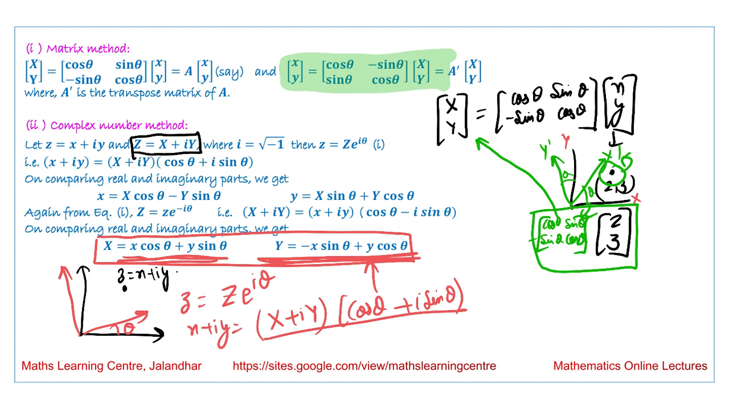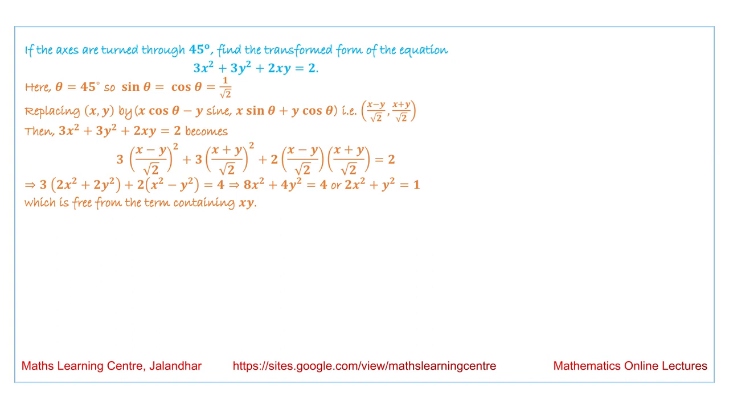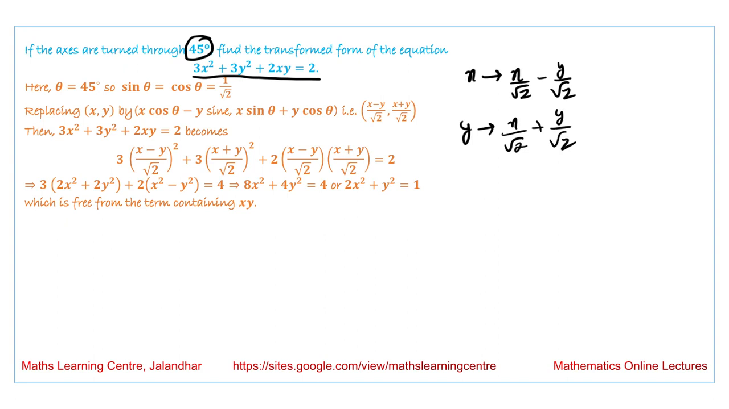So, based upon the problem, we can use any of these methods to find the new coordinates or the new equation corresponding to the new coordinate system obtained by rotating the given coordinate system. Based upon this, the first problem is: if the axes are turned by an angle of 45 degrees, find the transformed form of the given equation. The transformations we obtain are: x is replaced by x cos theta minus y sin theta, that is x by root 2 minus y by root 2, and y is replaced by x sin theta plus y cos theta.